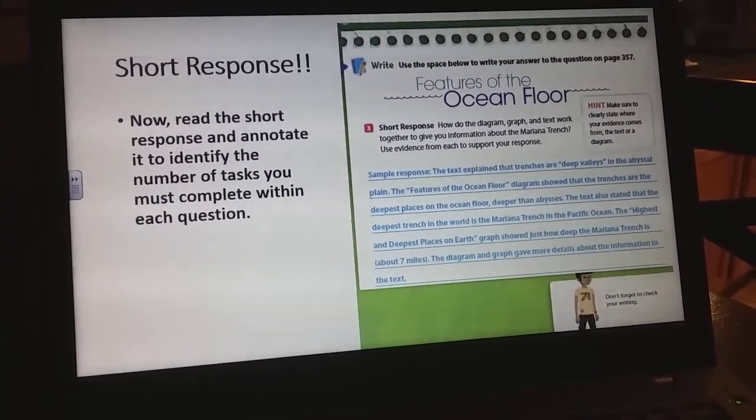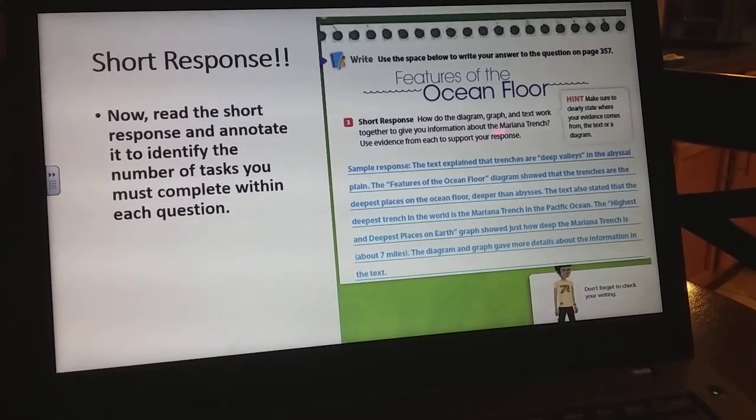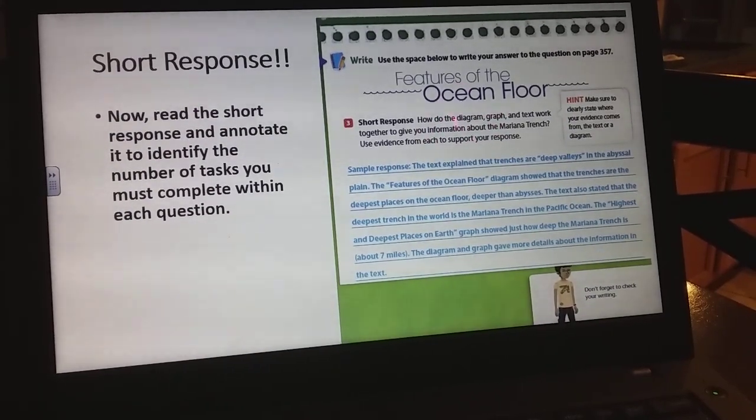Now, if it asks us how do these things work together, how do the diagram and the graph work together to give you information about specifically the Mariana Trench? Using evidence, the sample response says the text explained that trenches are deep valleys in the abyssal plain. So right away, I'm telling you what information I got from the text. Then it says the features of the ocean floor diagram. So now I'm going to talk about the diagram because I want to talk about how the text and these things work together to give me information.